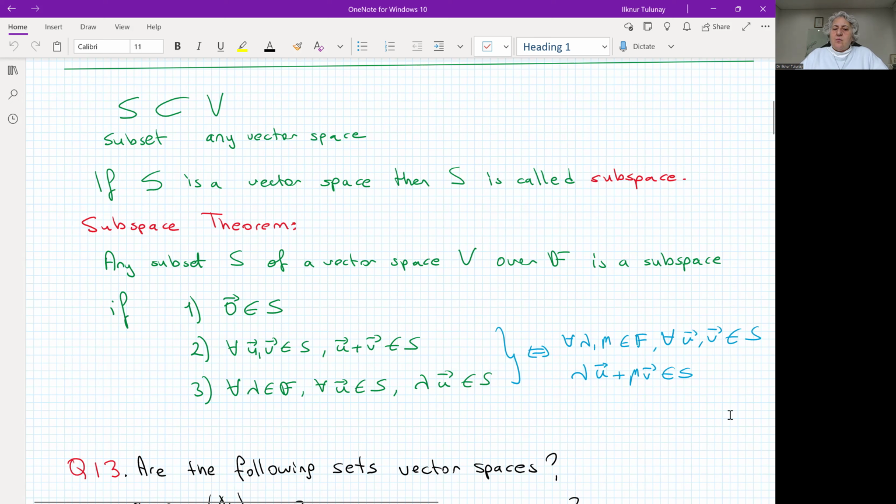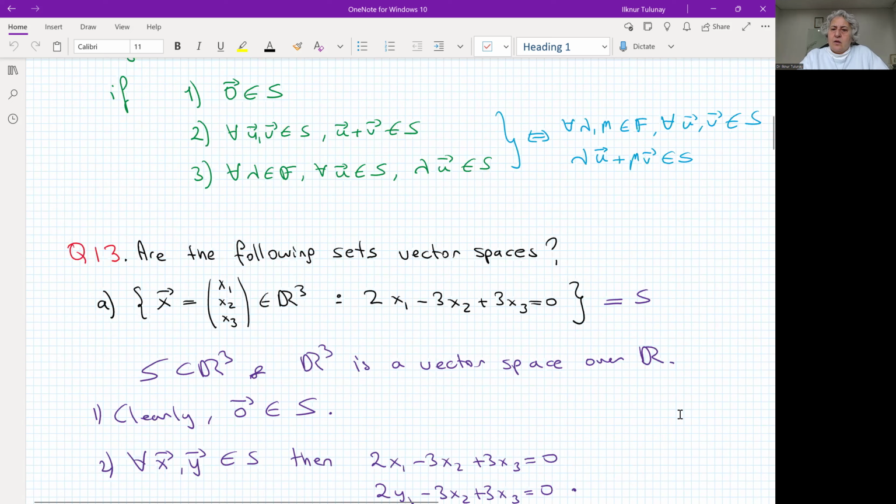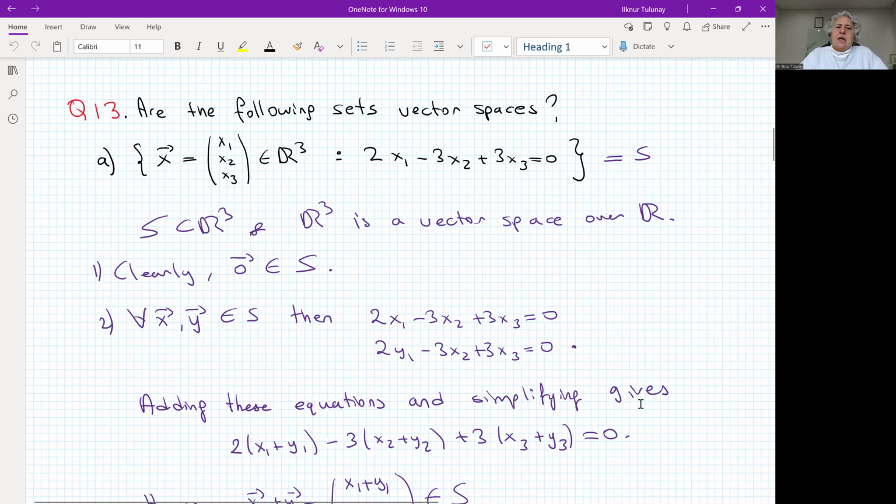Okay, now I'm going to go through the solutions of question 13 to practice the subspace concept. The first question, question 13, asks: are the following sets vector spaces? That's what we are going to check. The first question consists of the vectors in R3 satisfying this condition. We call this set S.